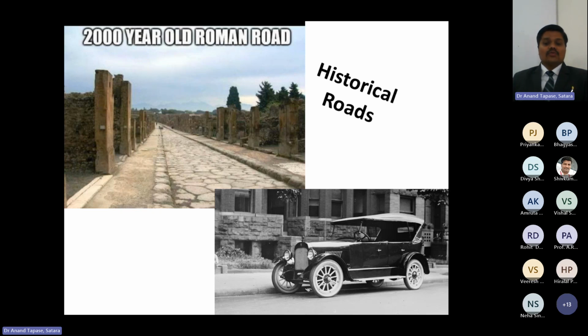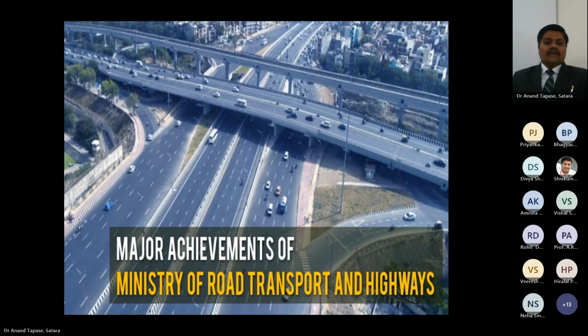There is a 2000 years old road in Rome. There are many constructions in the British era that were done. So this is what the historical roads are. Of course, not only going many centuries back, coming to a few decades back, there are major achievements by the Minister of Road Transport and Highways in India also.